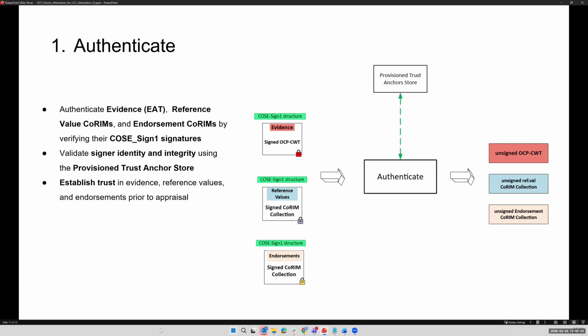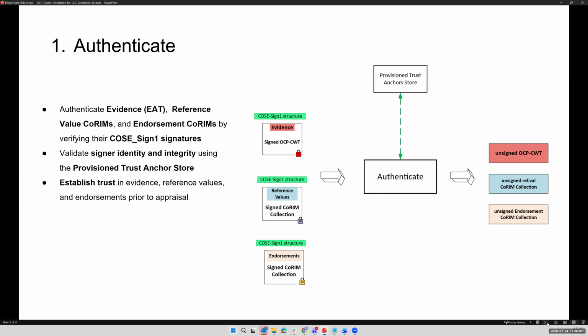What makes the EAT useful is that it makes the authentication uniform with respect to how the signed quorums are authenticated. Basically, all these inputs are encapsulated in a COSE Sign1 structure. So this verifier would have a provisioned trust store to authenticate each COSE Sign1 structure payload by verifying the signatures on them. And once we get the authentication checked out, we get the unsigned quorum collection or the OCP CWT, which is encoded in CBOR format.